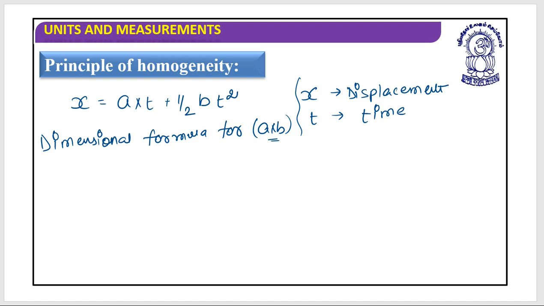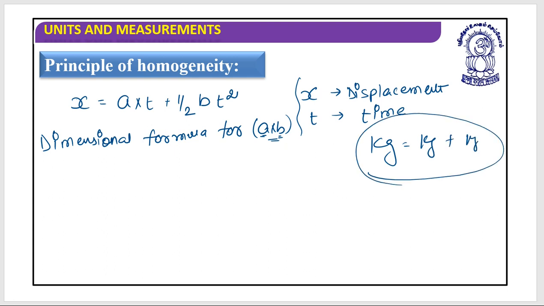What all can be done? So first you need to find out the dimensions of A and B, and as soon as I get them, I can write out the dimensions of A multiplied by B. At the very beginning, remember the rule: kg is equal to kg plus kg. I am going to compare X with AT because they must be dimensionally equal, since they have been equated. So I can write X is equal to A into T, so A is equal to X by T.